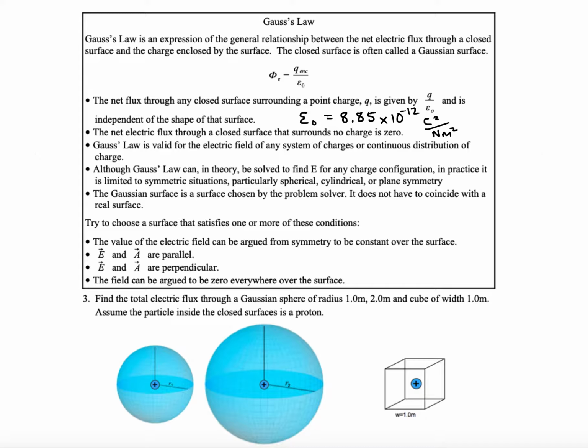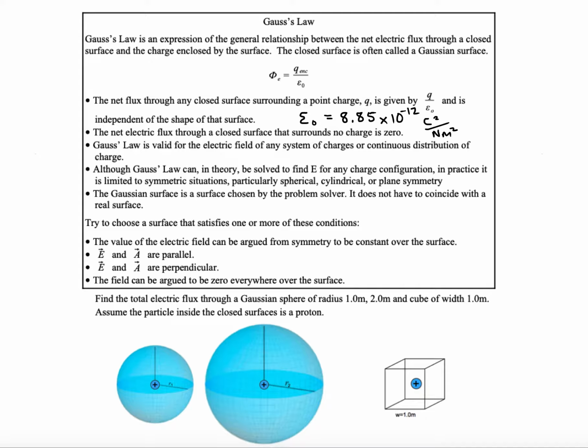We want to try to choose a surface that satisfies one of these conditions. It's advantageous if the electric field's magnitude can be argued to be constant over the entire Gaussian surface. It can be helpful if E and A are parallel or if E and A are perpendicular. Sometimes we'll argue that the field can be 0 through the whole Gaussian surface. Let's look at some examples though.